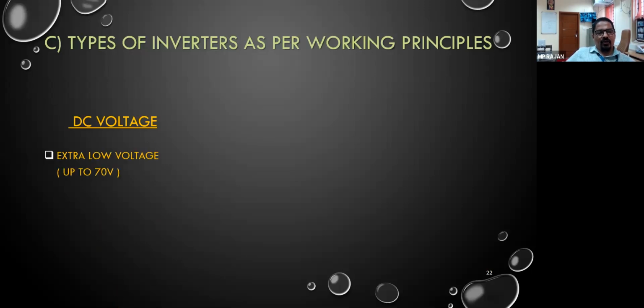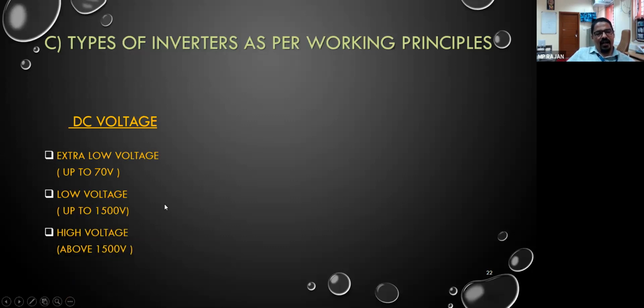As per the voltage, we can say extra low voltage inverters and low voltage inverters are there. Extra low voltage is a range of less than 70 volts, low voltage is up to 1500 volts, and very high voltage is above 1500. Depending upon the capacity of your power plant, you can use an extra low voltage, low voltage, or high voltage inverter.